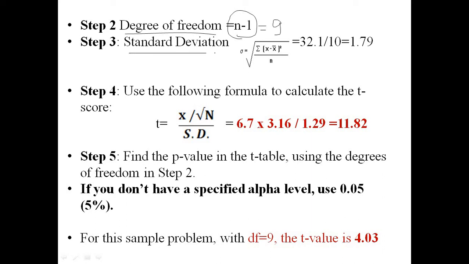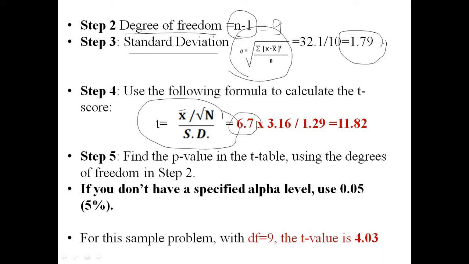Next we have to calculate the standard deviation, again by using the formula, and afterwards put these values into the t-test formula. So here x bar is your mean, square root of n is the square root of the number of observations, and the standard deviation is from step 3. By putting all these values in, we get the t-test value from the formula.